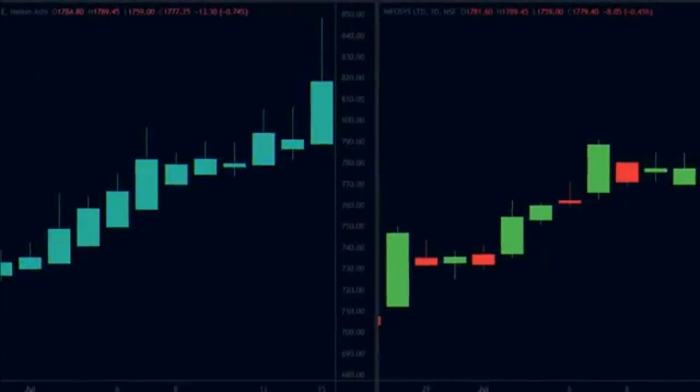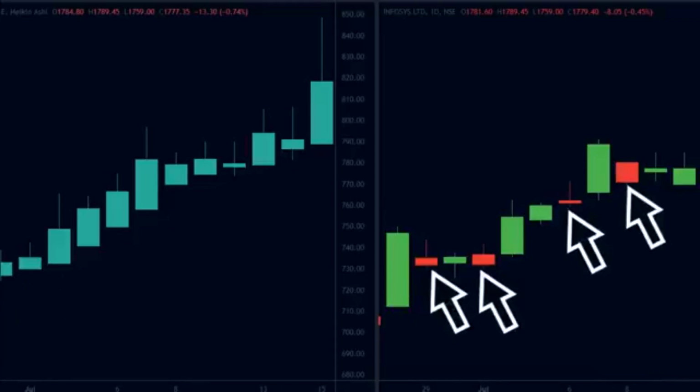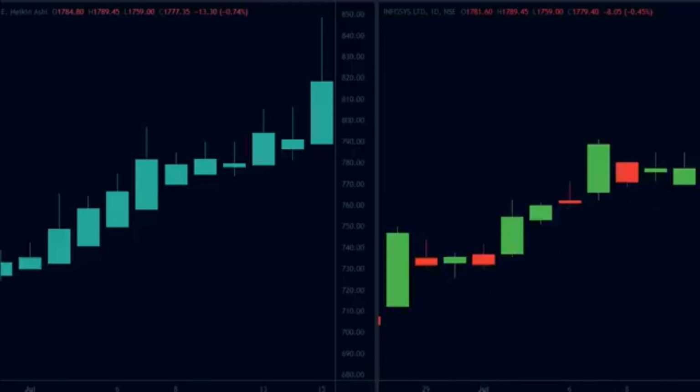Here we are looking at the same price movement on both the charts. The only difference being, on the left we see Heiken Ashi charts, while on the right we see the regular candlesticks. Now, let's say that you entered a buy trade at the very first candle. Then as the price moves on, we see red candles appear on the chart. These red candles were just small pullbacks on the price.